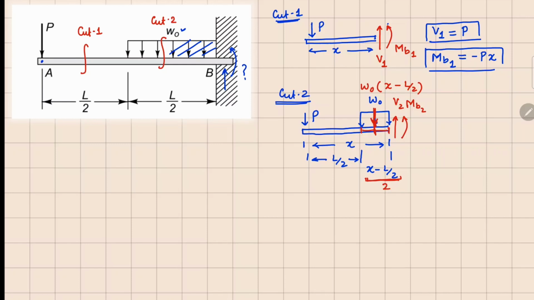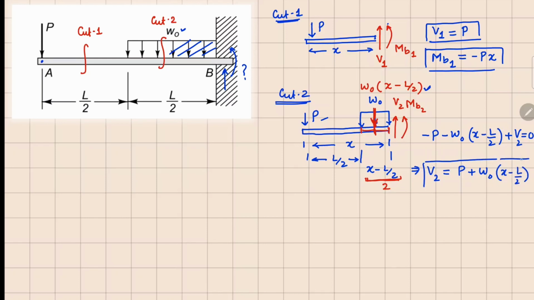So again we do the force balance for this. In force balance we have total 3 forces here. P is acting downwards, so minus P. This force is also acting downwards, so minus W0 times x minus L over 2, and plus V2, which is acting upwards, equals to 0. So this gives us the value of V2, which is equals to P plus W0 times x minus L divided by 2. So this is the shear force in the second segment.